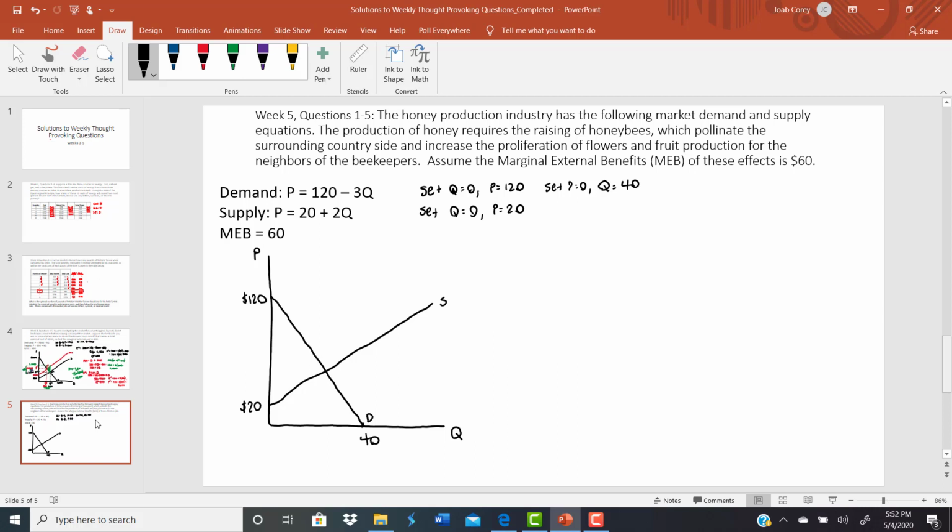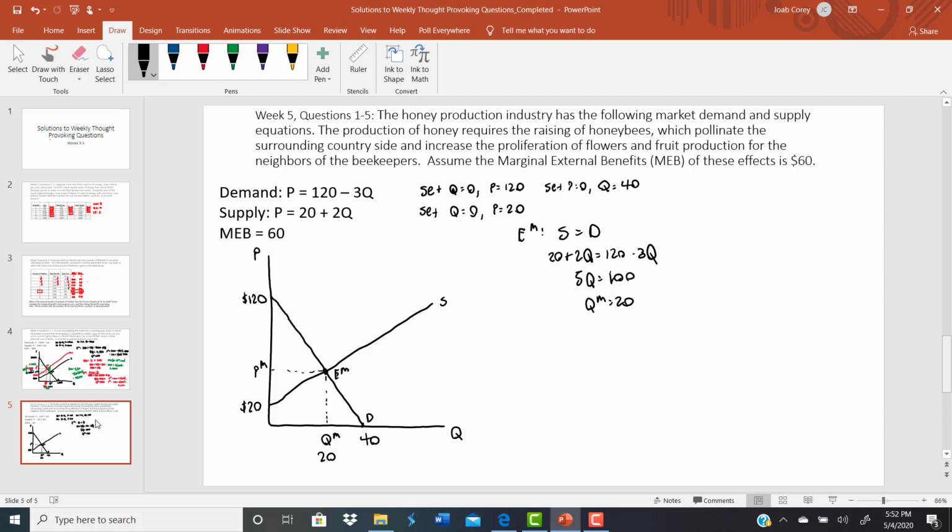All right, so where do the two intersect? This gives you your market equilibrium here: QM, our equilibrium quantity, and PM, our equilibrium price. If we're trying to solve for our actual market equilibrium, you just set supply equal to demand. So 20 plus 2Q is equal to 120 minus 3Q. Add our Q's over to the other side and we get 5Q is equal to 100. So we know that QM is equal to 20.